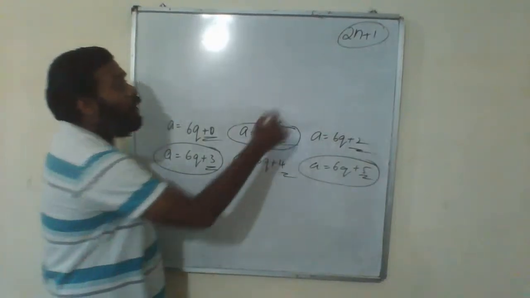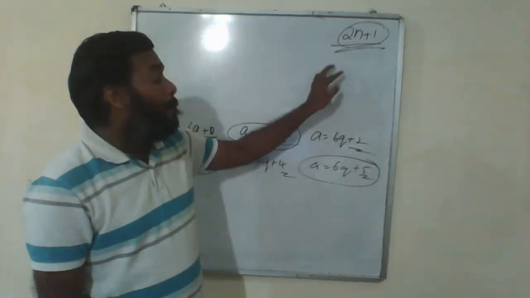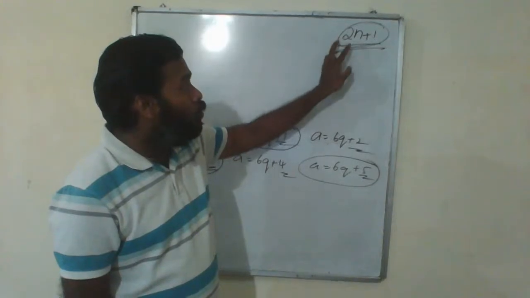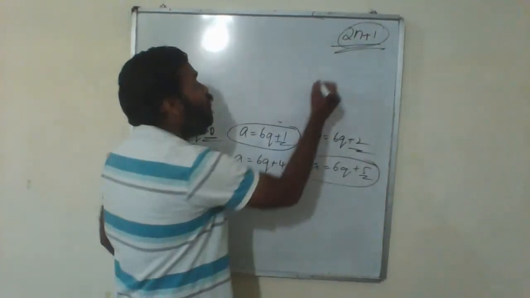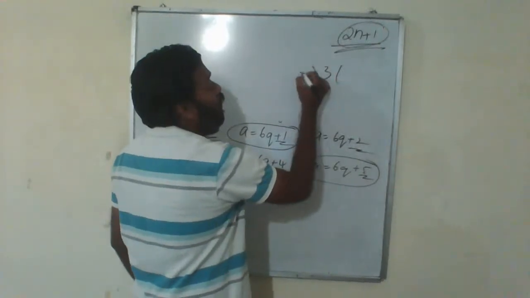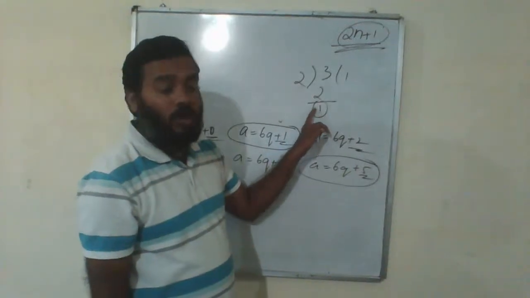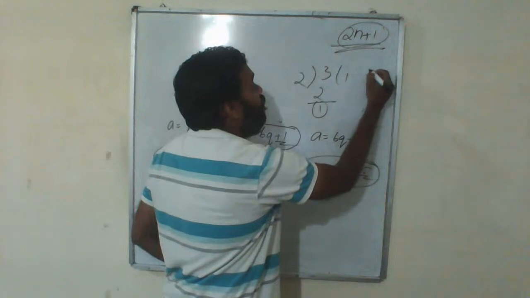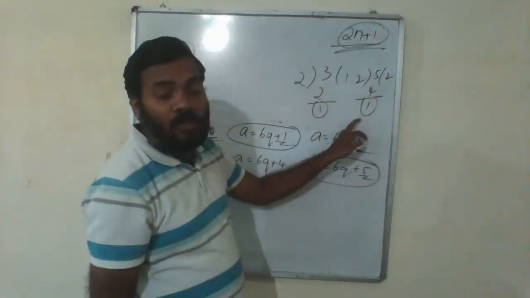Let us see. How can you say that the general form of an odd number is 2n plus 1? Because whenever you divide an odd number by 2, the remainder is 1. Suppose you go for 3: 2 into 1 plus 1, the remainder is 1, that is 3. If you go for 5: 2 into 2, again you get the remainder as 1.